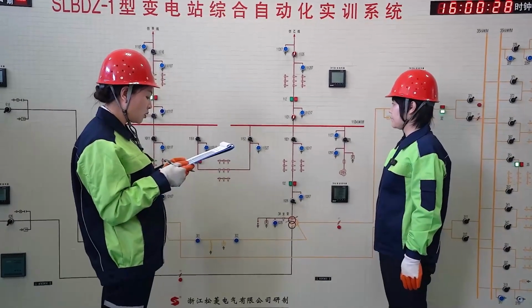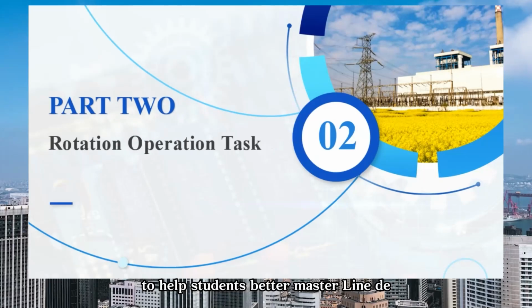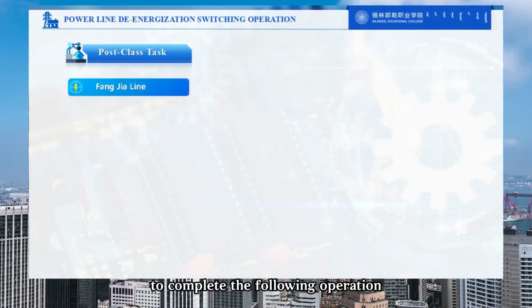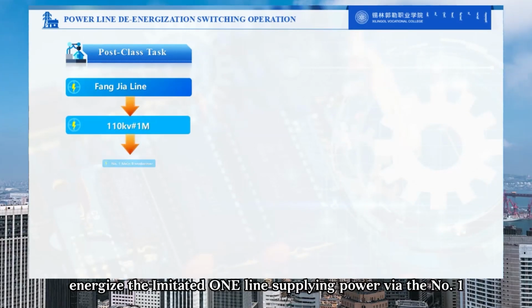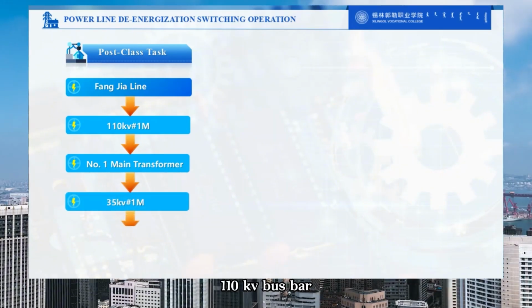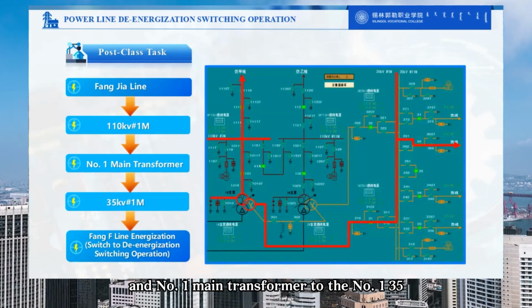Operation completed. To help students better master line de-energization switching operations, students are required to use their spare time to complete the following operation task. De-energize the imitated 1 line, supplying power via the number 1 110 kV busbar and number 1 main transformer to the number 1 35 kV busbar.